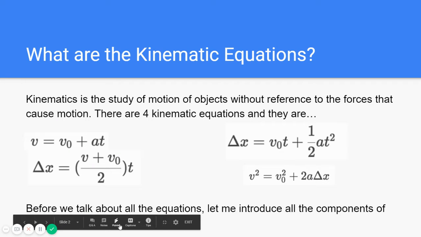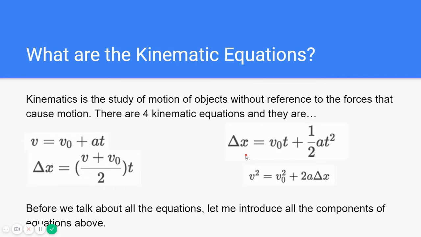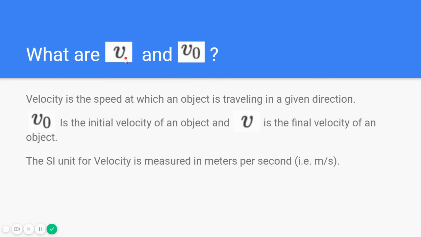However, before we talk about these equations, let me introduce all the components of the equations above. So, what is v final and v initial? Velocity is the speed at which an object is traveling in a given direction. V initial is the initial velocity of an object, and v final is the final velocity of an object. The SI unit for velocity is meters per second. So initial velocity means this was the velocity that the object started at, and final velocity is the velocity at which the object stopped.